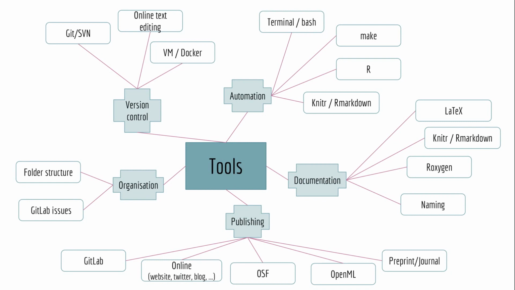And then finally, publishing. There's a couple of things. GitLab I use for publishing my code. But for example, I also publish my slides on GitLab if I create them using knitr or LaTeX. Then I have a couple of online presences. So I have a work website, I have a Twitter account, I have a blog that I'm not very active on currently. I think this is quite important to have an online presence as a researcher nowadays.